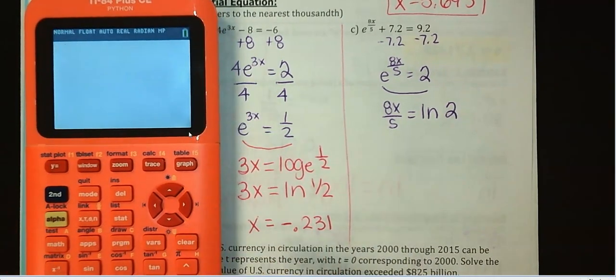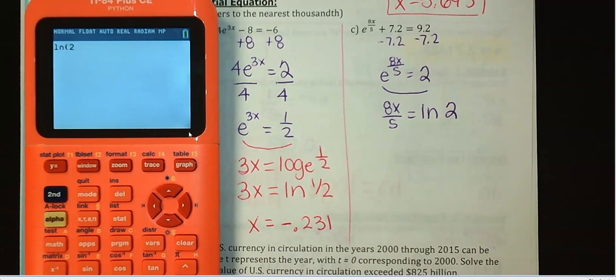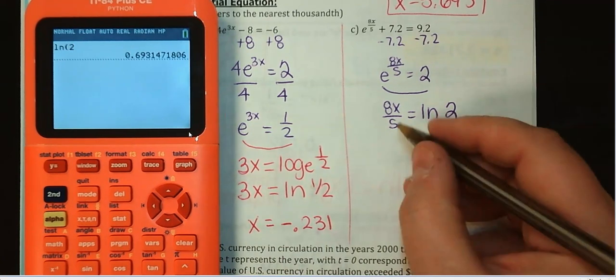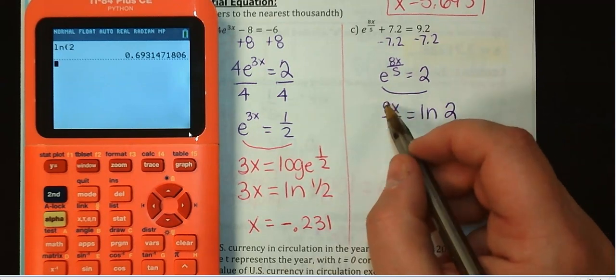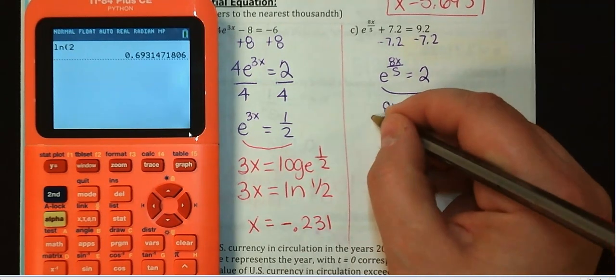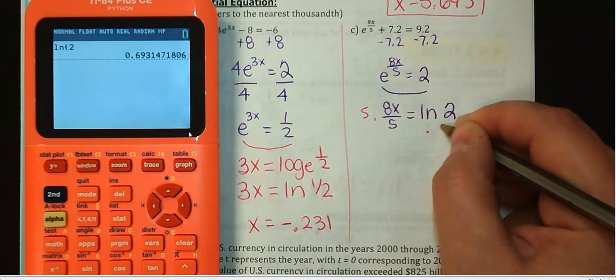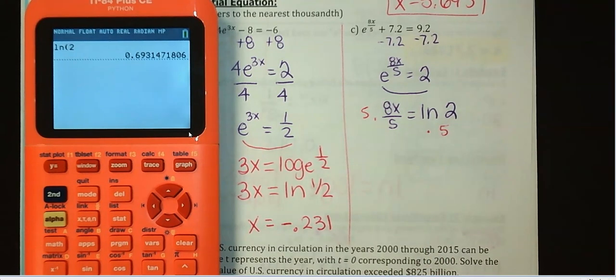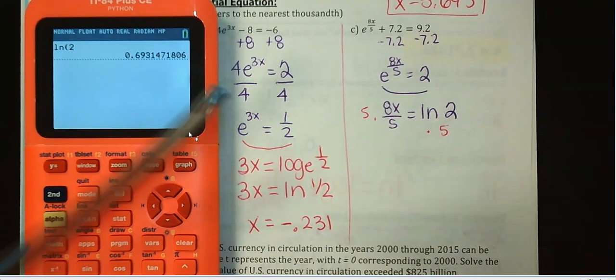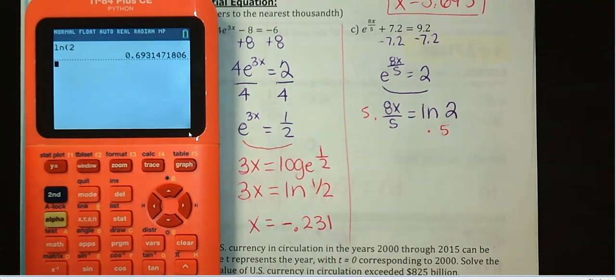What I'm going to do here, I'm going to do natural log of 2. I'm just going to hit equals. Now, in that case, I have 8x over 5. So the next thing I would do, I would multiply this by 5 to get that out of the denominator. I'm just going to take, right on my calculator screen, times 5. So then that would be equal to 8x.